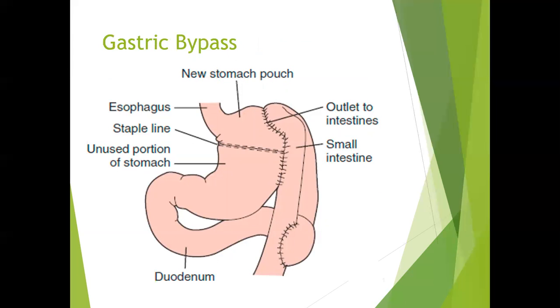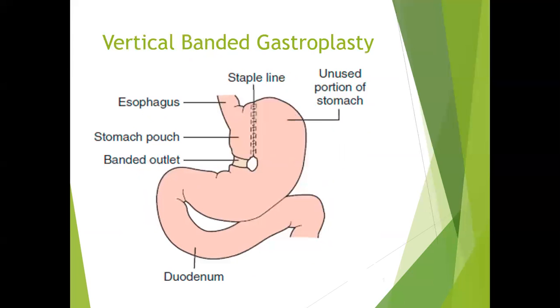Here is an image of gastric bypass. They've created a new stomach pouch and an outlet to the intestines. The staple line shows the portion of the stomach that we're not using, and another portion of the intestine we will not be using.